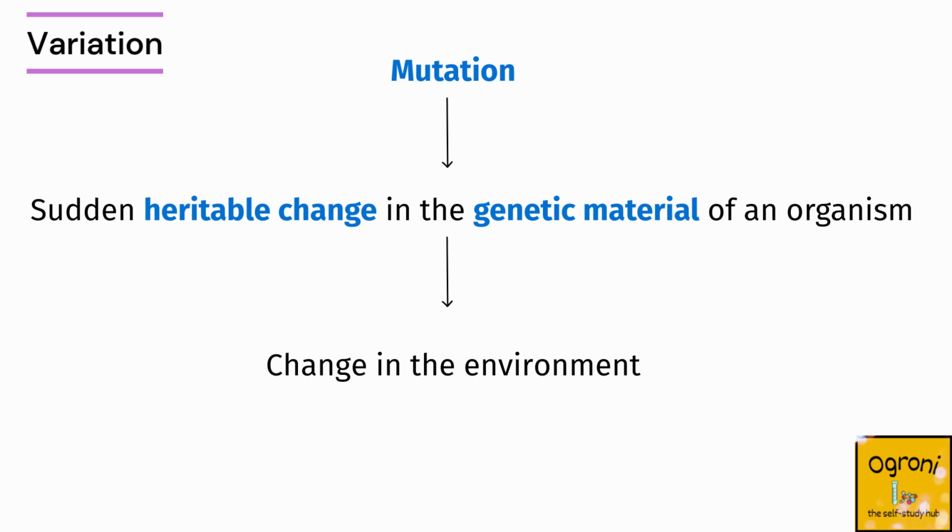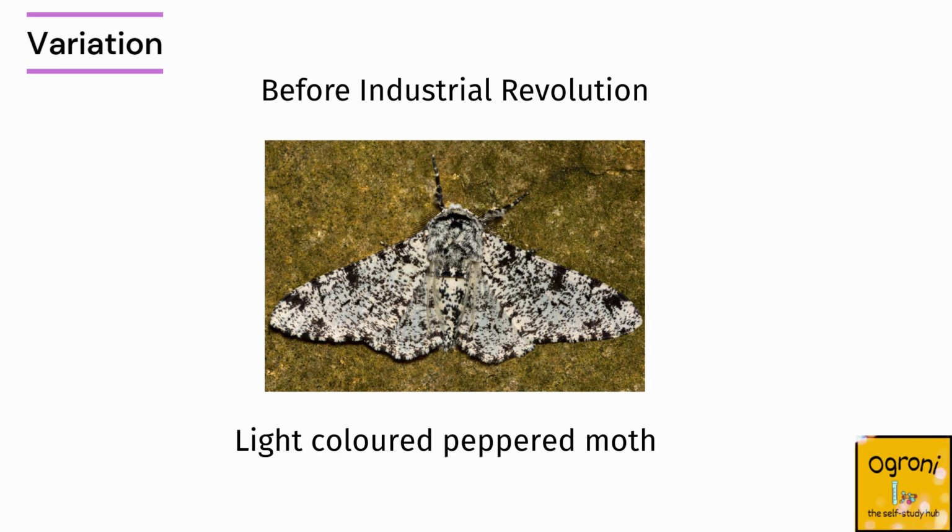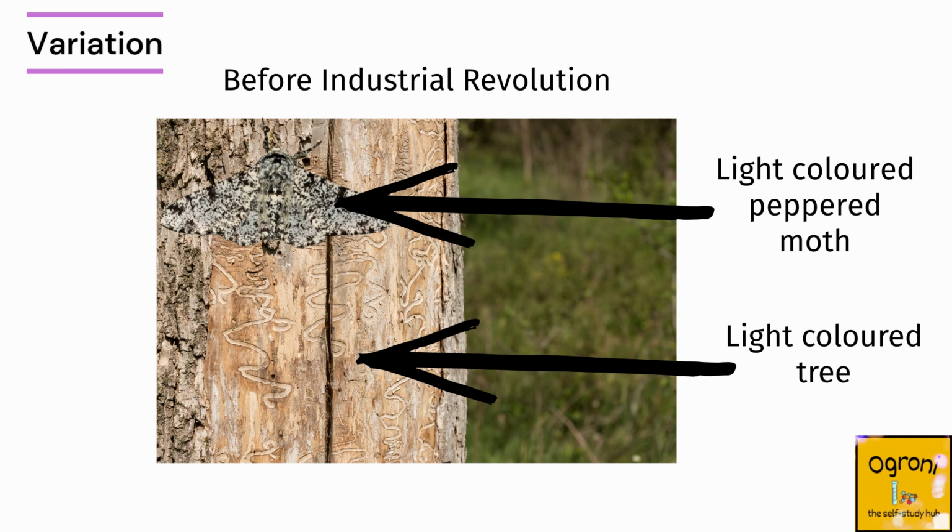Mutation is a sudden heritable change in the genetic material of an organism which may be due to change in the environment. Let's understand mutation with an example. Before the Industrial Revolution in England, most peppered moths were light colored. This helped them to blend into light-colored trees and avoid predators.